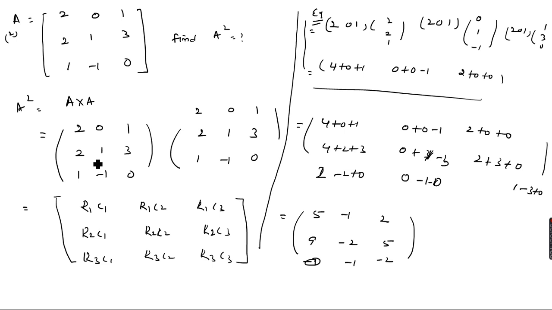So this is nothing but first row first column, first row second column, first row third column. We take one example: 2 0 1, 2 2 1, 2 0 1, 0 1 minus 1, 2 0 1, 1 3 0. If we do that, 2 into 2 is 4, 0 plus 2, 0, 1 plus 1, 1. Like that, we simplify each value and we get this answer.